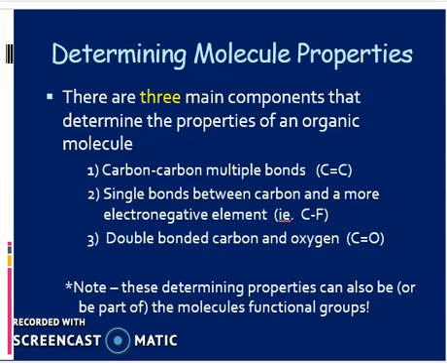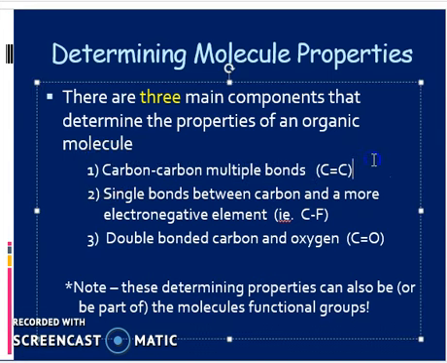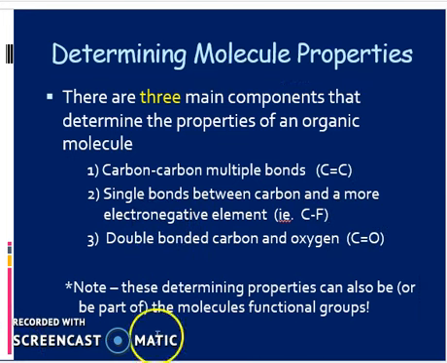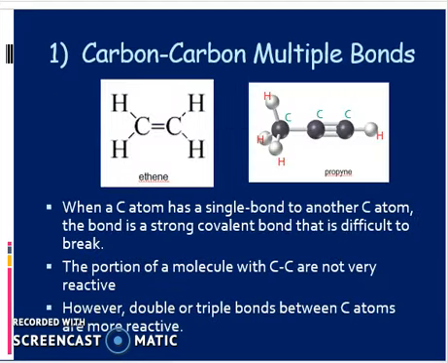Okay, so there's 3 main molecule properties that you're going to be looking at. So a functional group can be a carbon-carbon multiple bond. It can be electronegative elements. So for example, a fluorine, a bromine, a chlorine, right? Like a halogen group, oxygen as well, or you're looking at now double bonds between carbon and oxygen. Okay, so when you're looking at a molecule, if you see any of these things, right, you know that you have functional groups that are present.